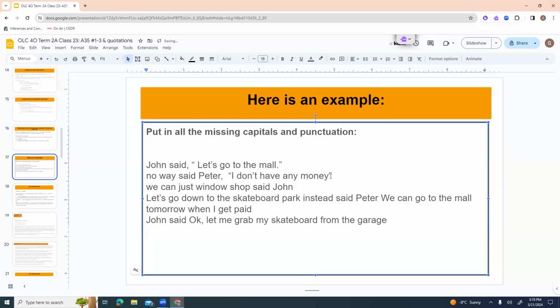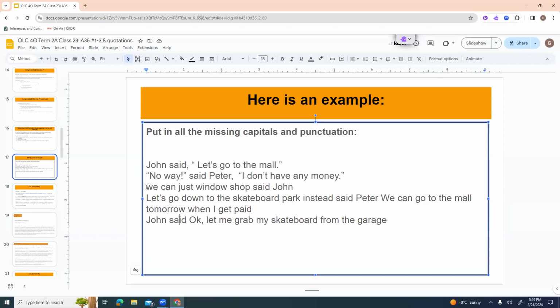Oops. Now I skipped over the first part of the sentence. He's talking here as well. No way, he's saying, right? So I've got to put quotation marks to start and turn that into a capital letter. He's talking, no way. Now I could make that a period. I could turn it into an exclamation point, like he's upset. And I use the quotation marks. It doesn't need any other punctuation. We can just window shop, said John.